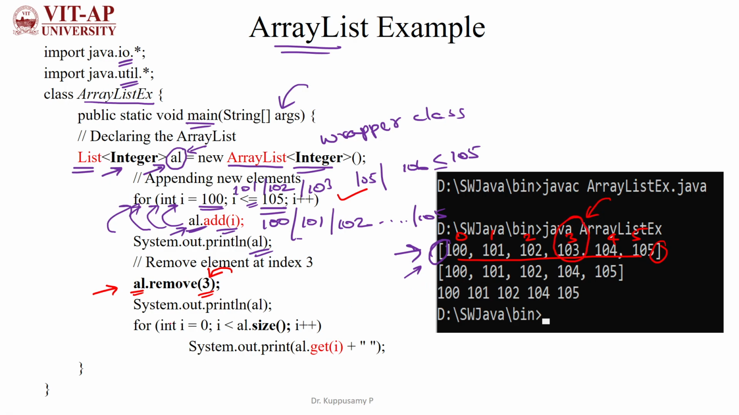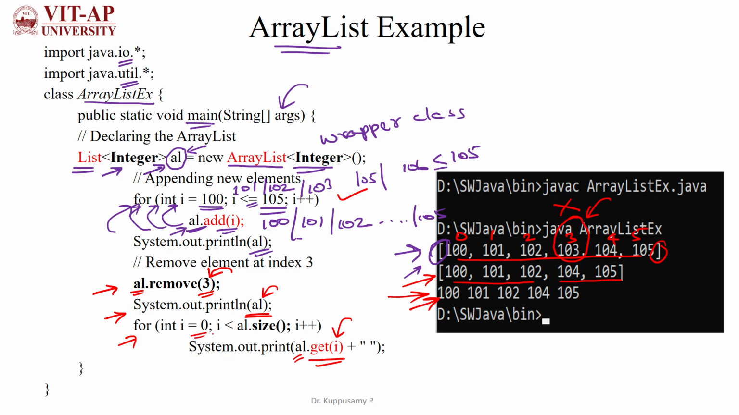So after removing this I am printing the values available in the object AL. So I am printing here, you see 100, 101, 103. 103 is removed from the AL, then the remaining values are 104 and 105. Then after that I am printing the values by using the get method, okay, one by one, which is not using the array list. You see here I am not using the array list, right? Just I am using the reference variable to get the elements one by one, right?